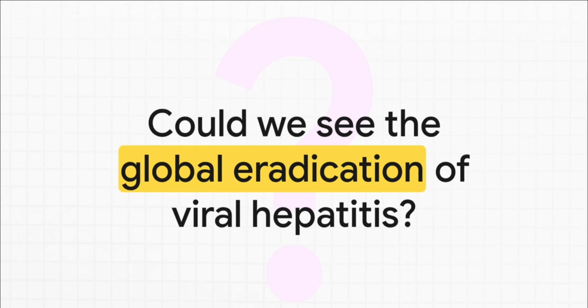We've mapped out the incredible complexities of how these 5 very different viruses target the human liver. We now possess highly effective vaccines for hepatitis A and B. We've developed a literal cure for hepatitis C. The science is advancing faster than ever before. So I leave you with this. As our medical arsenal against these pathogens continues to grow, could we actually witness the total global eradication of viral hepatitis in our lifetime?